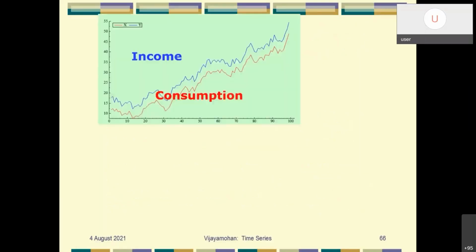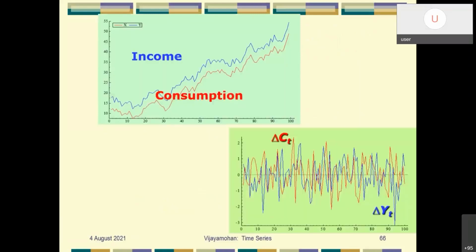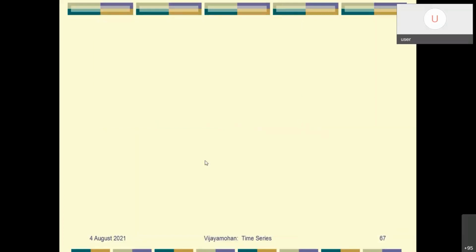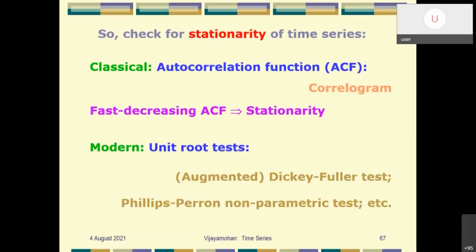So this is the case of the spurious regression. Here we have the time series plot of income and consumption, and here we have the differenced variables. Both income and consumption are non-stationary, and the difference series are stationary. So it is very essential that we check for stationarity of the time series.